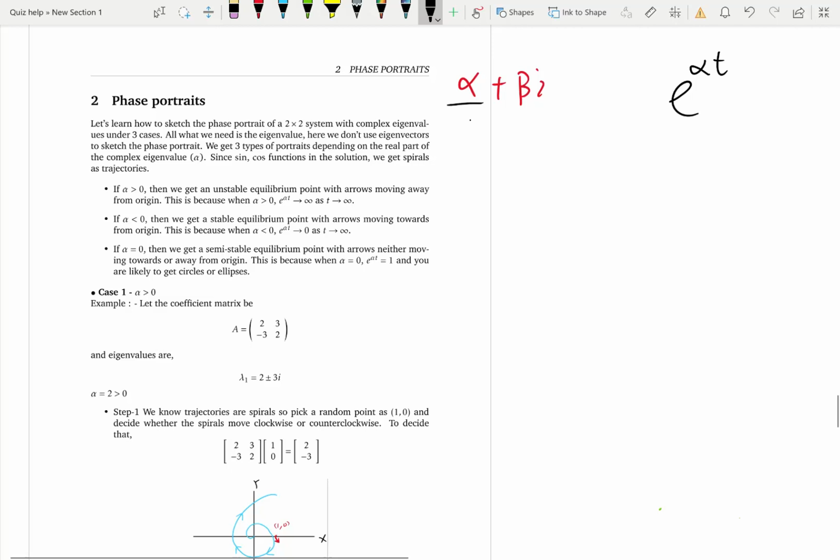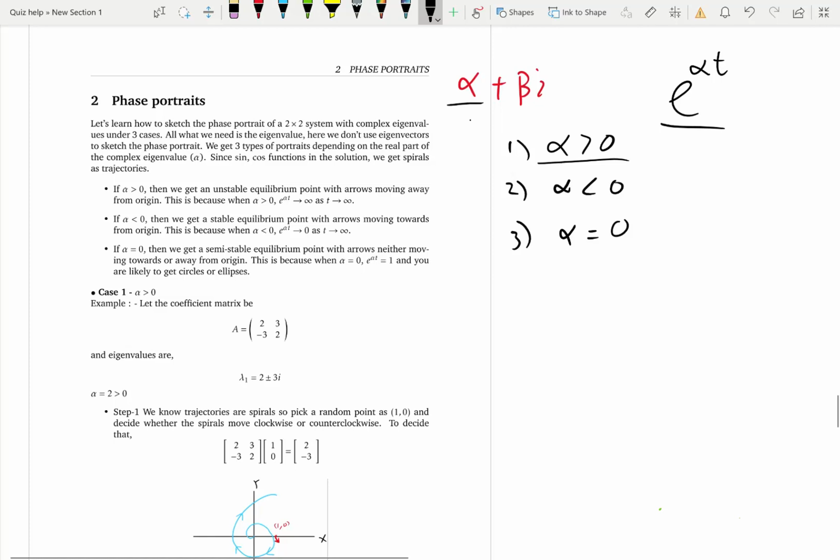Now think, when time goes to infinity, what happens to the alpha t? It totally depends on the sign of alpha, right? So we can have three cases. Remember: when alpha is positive, when alpha is negative, when alpha is 0. What happens when alpha is positive? When alpha is positive, e to the alpha t, as time goes on, is an exponential growth, right? So you grow exponentially fast.